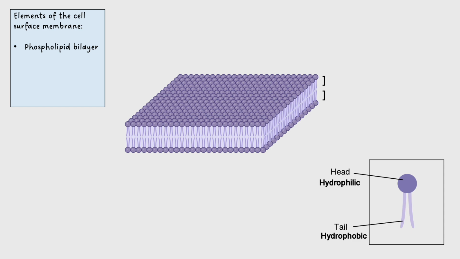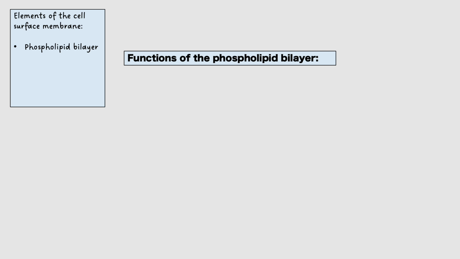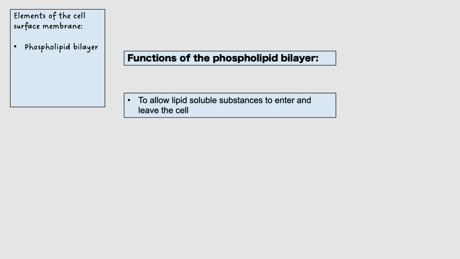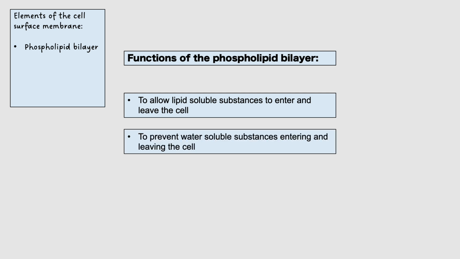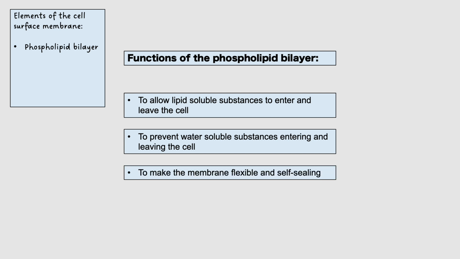Functions of the phospholipids in the membrane are to allow lipid-soluble substances to enter and leave the cell, to prevent water-soluble substances entering and leaving the cell, because, for those of you who don't know, water-soluble substances are repelled by lipids, and lipid-soluble substances are repelled by water. And the last function is to make the membrane flexible and self-sealing.